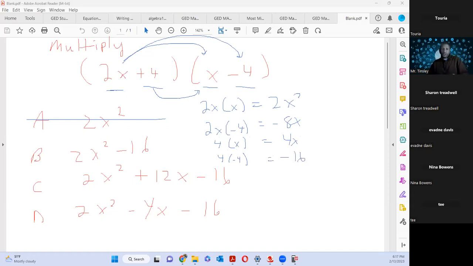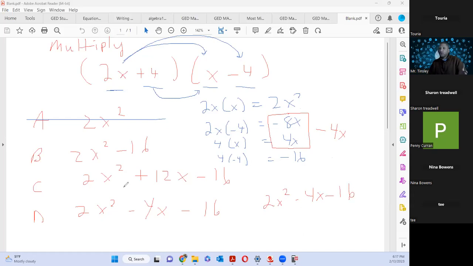So what you should notice now is we have like terms. What 2 like terms do we have? Minus 8x and 4x. Those are called like terms. What is minus 8 plus 4? Minus 4x. So what do we have left? 2x squared minus 4x minus 16. So if you chose C, you were incorrect. The correct answer is D.